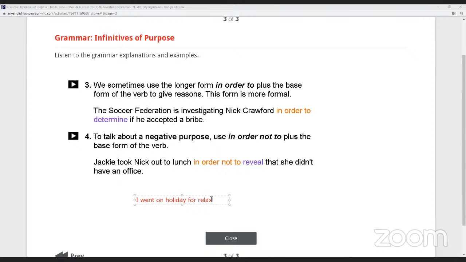The reason is the purpose. So I have a specific structure to give the purpose of something, to explain why I did that. Instead of saying, I went on holiday, why? For relax? No. To relax, because that's the purpose, the reason why I travel, maybe. She studies hard for getting? No, that's incorrect: to get good marks.